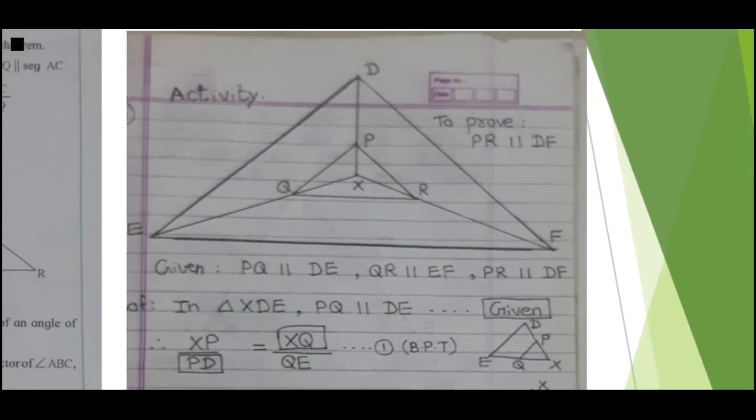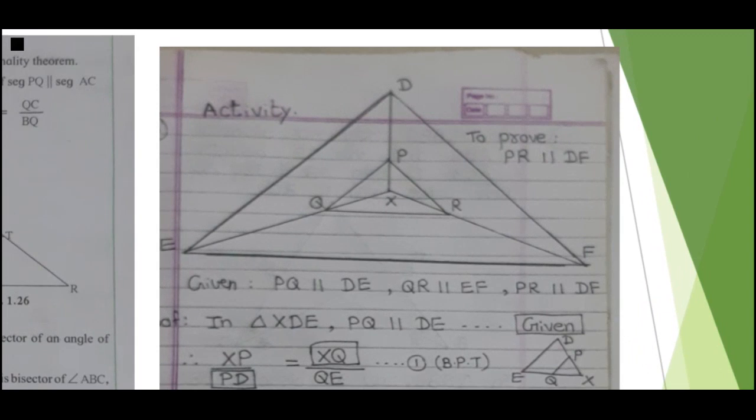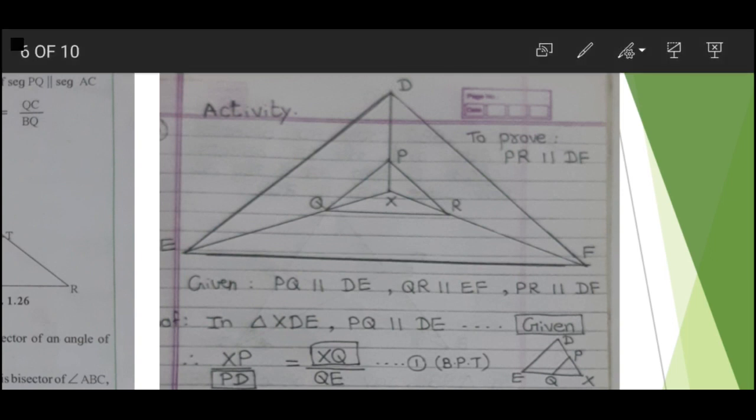Okay, that is question number 10. Now see here children, a triangle is given. What all information they have given? Let us see that first. The information they have given is PQ is parallel to DE. You can see PQ is parallel to DE. So first I'll be taking this triangle. See the triangle I've drawn over here.